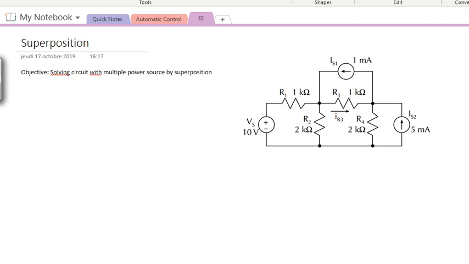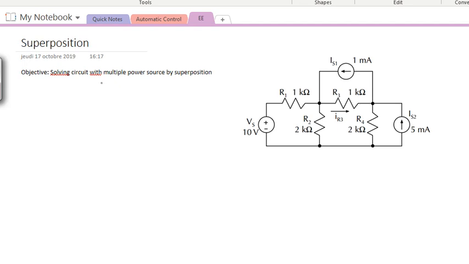Today's video, we're going to learn about superposition. So the objective of this video today is to solve a circuit with multiple power sources by superposition. So it's another method of solving or analyzing a circuit instead of other methods that we have seen before.